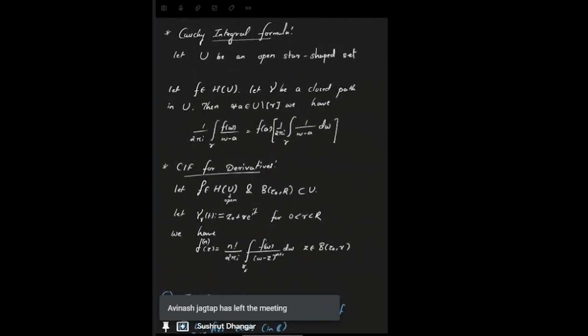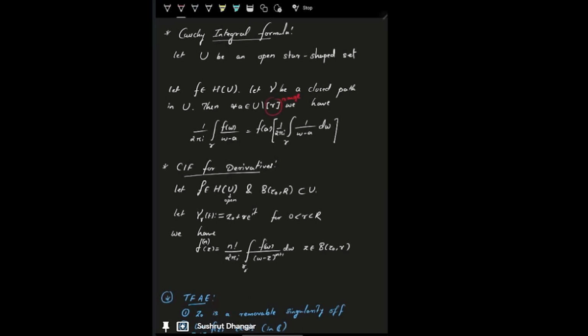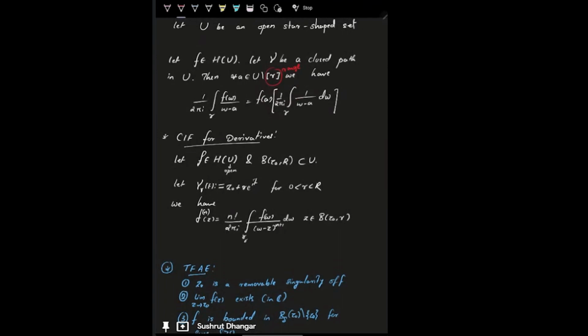Formally, I'll just give the theorem statement for the Cauchy integral formula. Here we have an open set U, which is also a star-shaped set. F is holomorphic on U, and we consider gamma as a closed path in U. Then given any a in U minus the range of gamma, we have 1 by 2 pi i times the integral over gamma of f(w) divided by (w minus a) dw is equal to f(a) times 1 by 2 pi i times the integral over gamma of 1 by (w minus a) dw. Now this is actually called the winding number of gamma about the point a. This is the winding number.